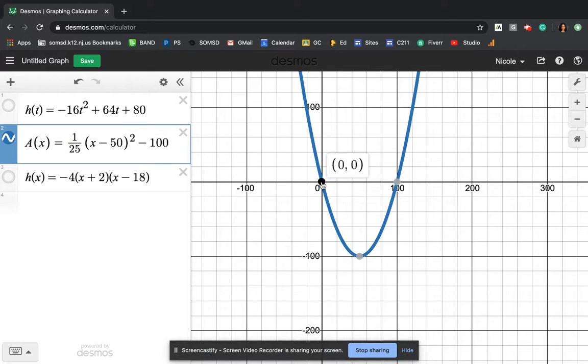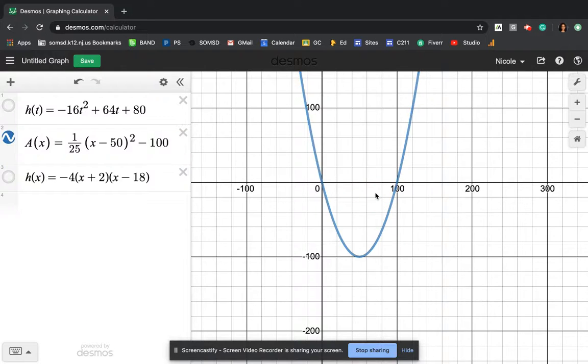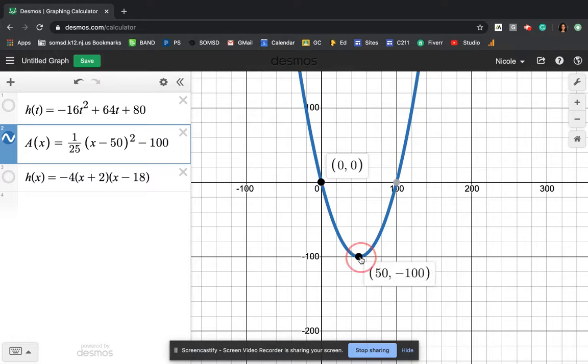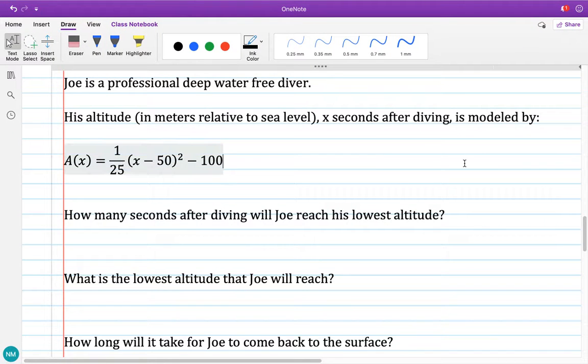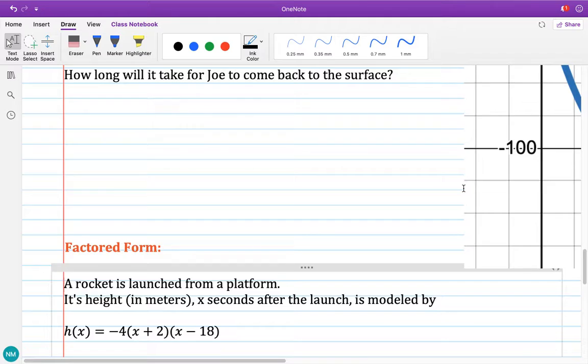So now look, I have 0, 0. It starts at 0, 0, meaning he starts at sea level. He goes down underneath water because he's a deep sea diver, right? He goes underneath the water and then comes back to the surface. Okay, so let's look at the questions that this asks us. And you know what? Let me do this so I don't have to draw it myself, because let's be honest, I'm not an artist by trade.